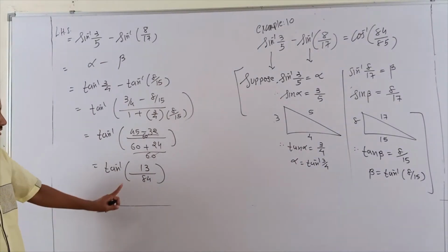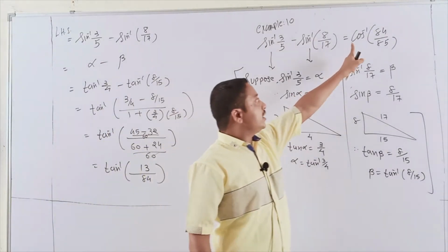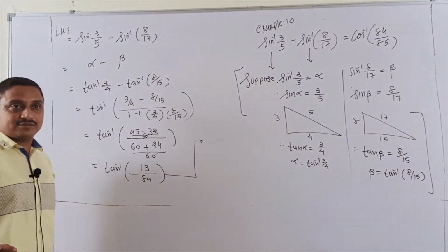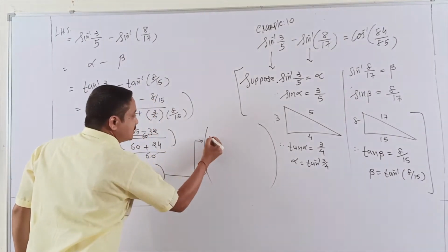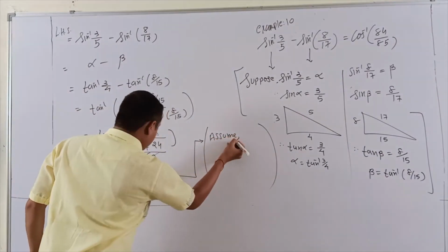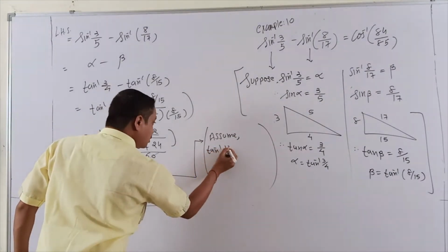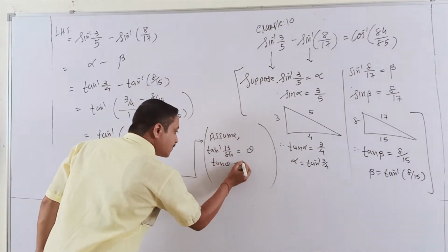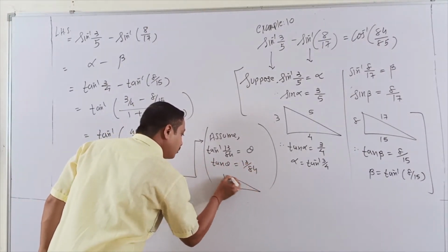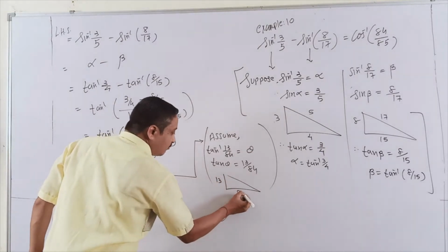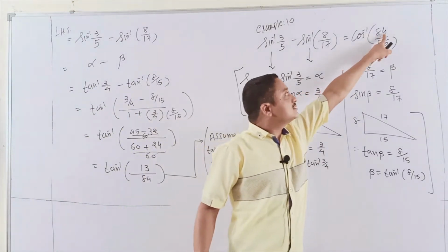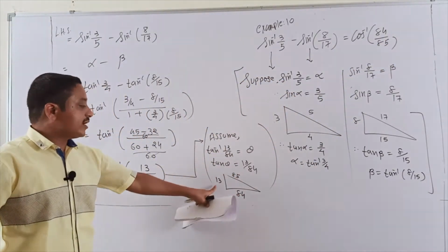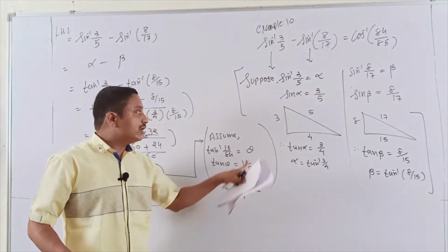Now students, wait for this answer. Our answer is to be converted into cos. So this value I translate into cos. It's very easy. Assume our question, tan inverse 13 by 84 is equal to theta. So what is tan theta? 13 by 84. You know the triangle property. Here 13, here 84. So definitely the third side is this. How many? 85. Either you check, perfect square, 13 square plus 84 square is equal to 85 square.